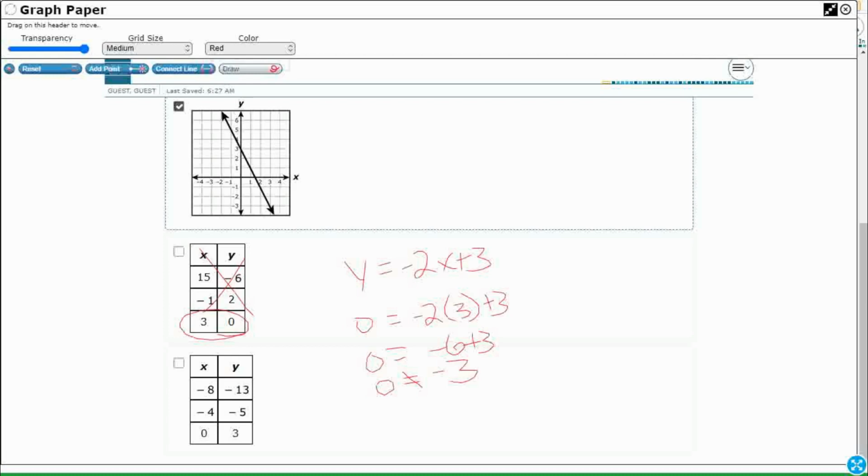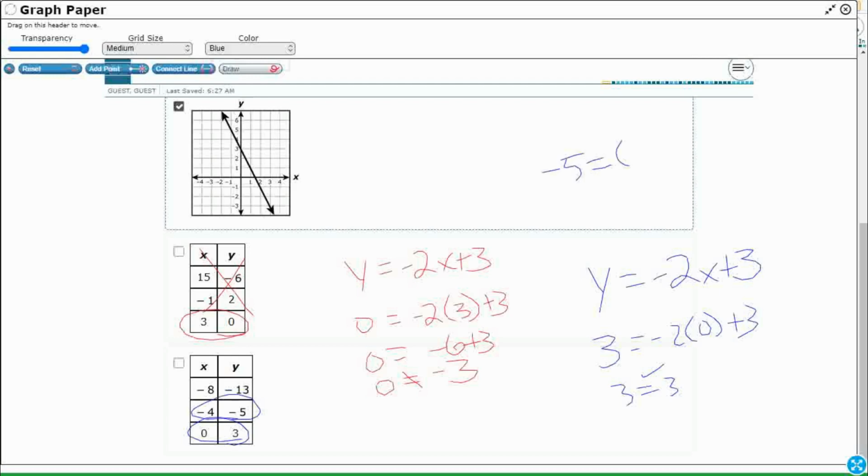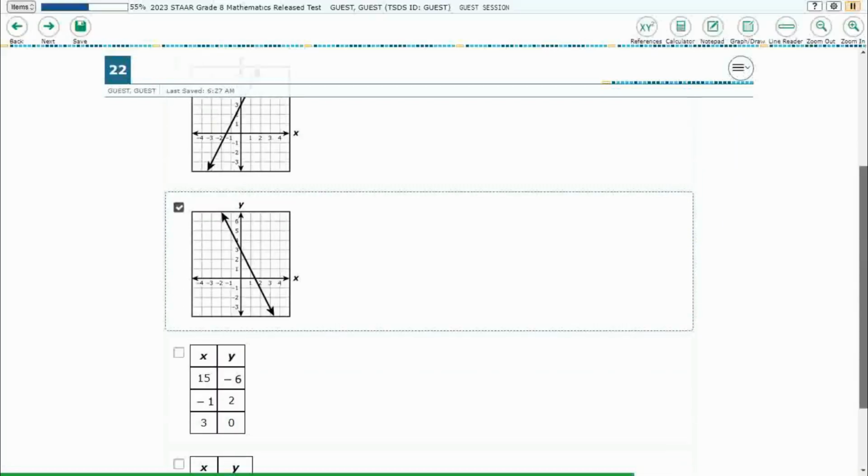Let's do the same thing right here. Let's do y equals negative 2x plus 3. Once again, let's choose the easiest pair of coordinates. Now my y is 3, and then my negative 2x, that's 0. So 3 does equal 3. So let's try this. My y is going to be negative 5 equals negative 2, and then it's going to be negative 4 plus 3. Negative 5 equals 8 plus 3. Nope, it's going to be 11. Too big. So my answers are going to be that first and that third option.